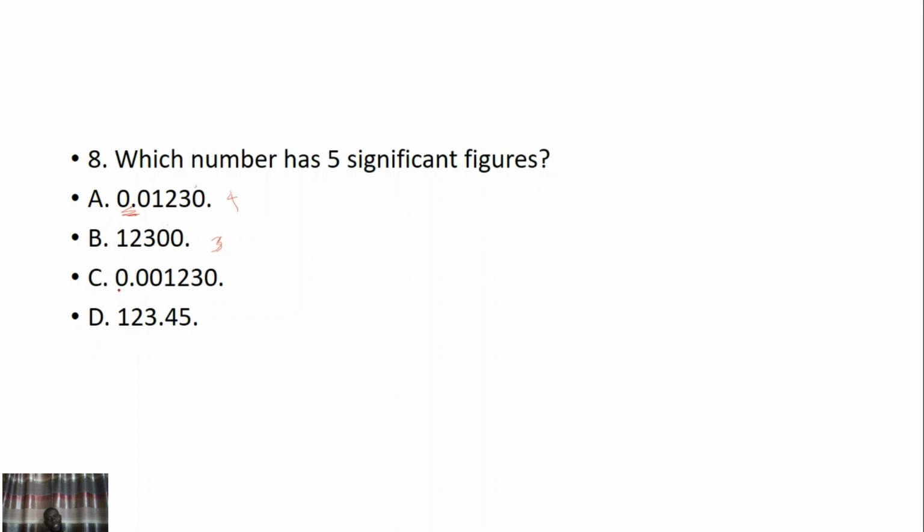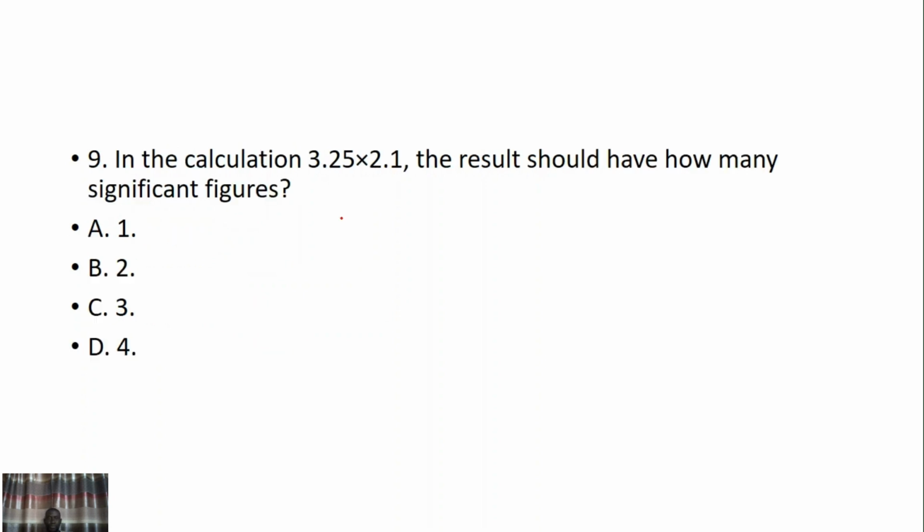Option C. These are non-significant. These are significant. This is significant. So this is four significant figures. Now look at this. All the numbers are significant. This one is significant. This is three, this is three, this is two. That is five significant figures. So the correct answer is D.